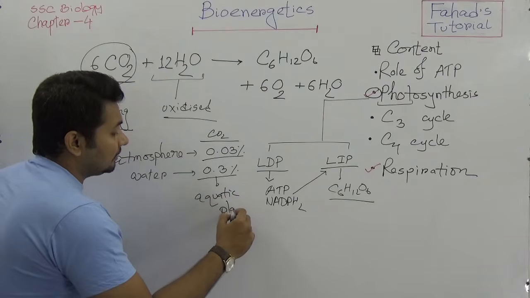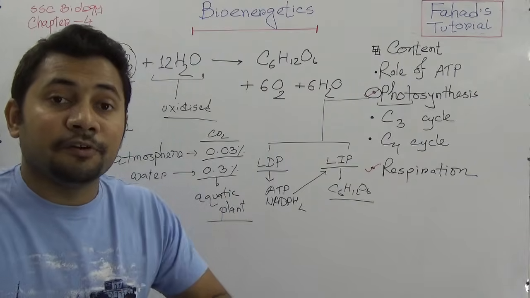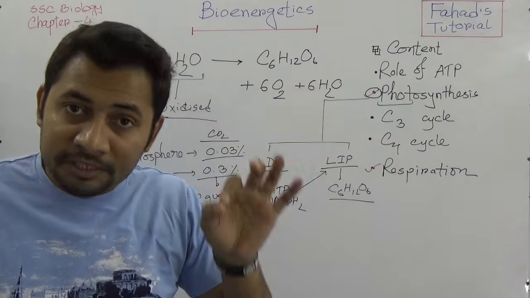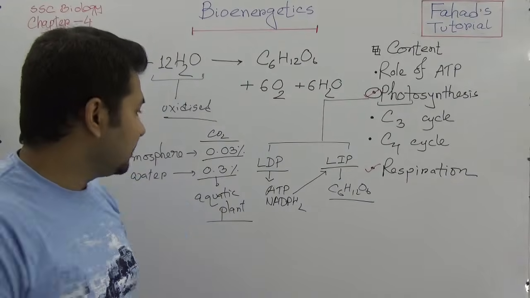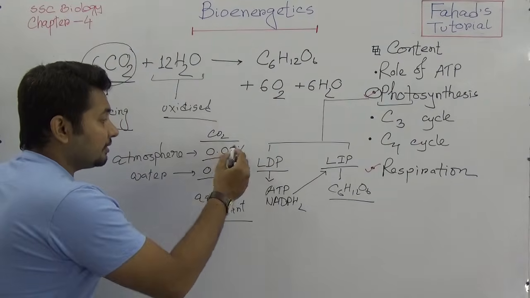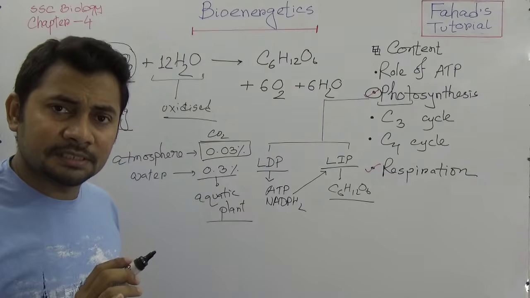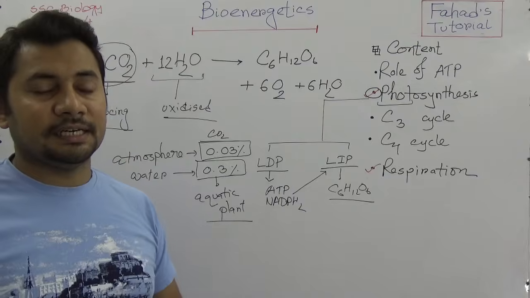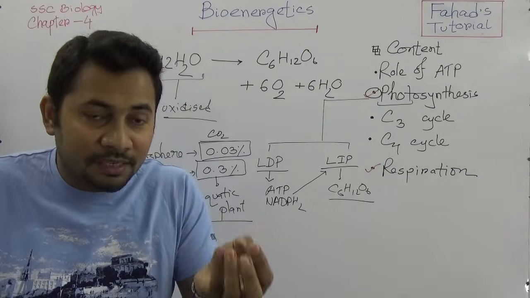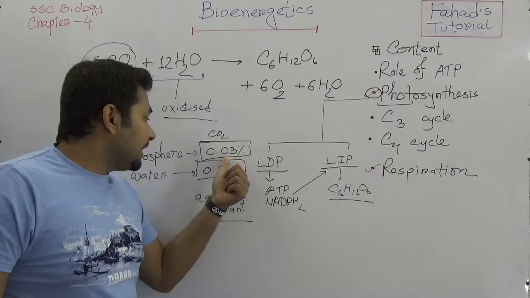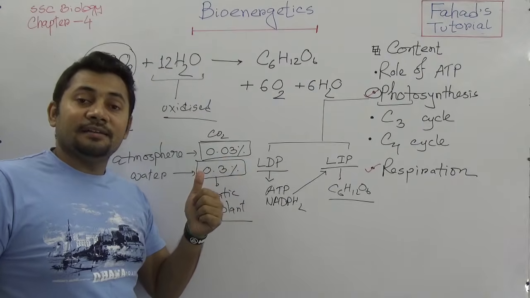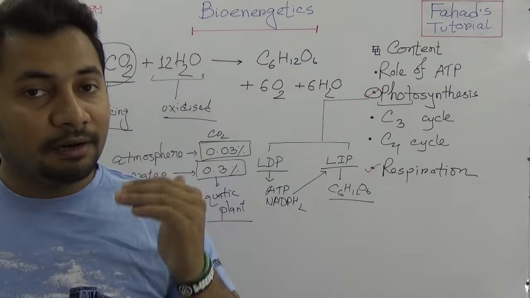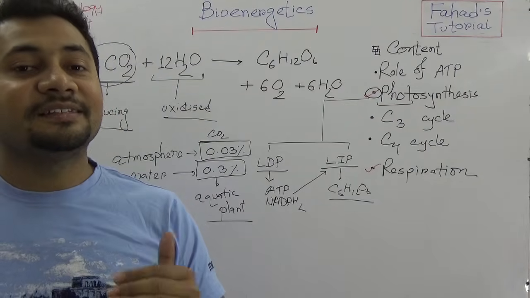Aquatic plants, the rate of photosynthesis is higher in aquatic plants than the land plants, because the land plants will have carbon dioxide of about 0.03%, but aquatic plants will have more carbon dioxide as it is in the water, so they can have carbon dioxide at least 10 times greater than the land plants. So that is why the rate of photosynthesis of aquatic plants is higher than the land plants.